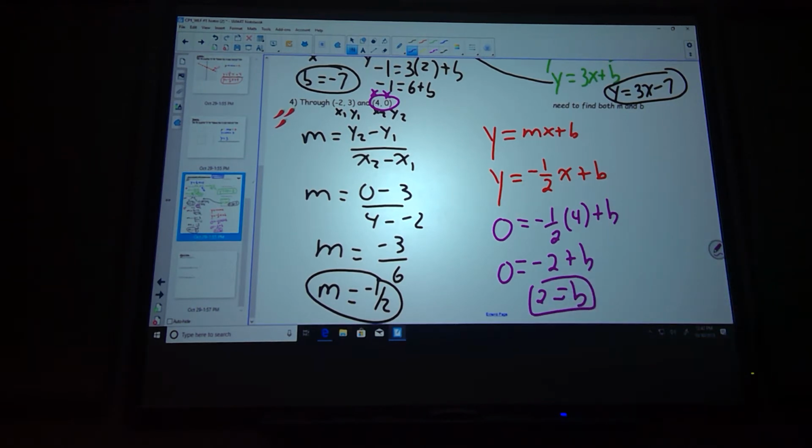So do I have enough information from my equation here? Yeah, I have y equals negative half x plus 2. There's my equation. Wow.